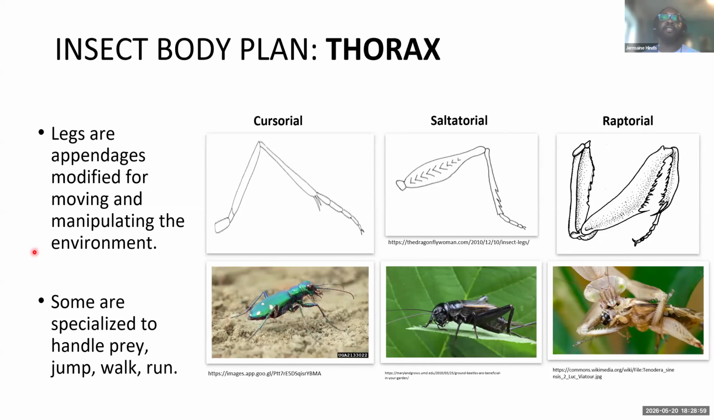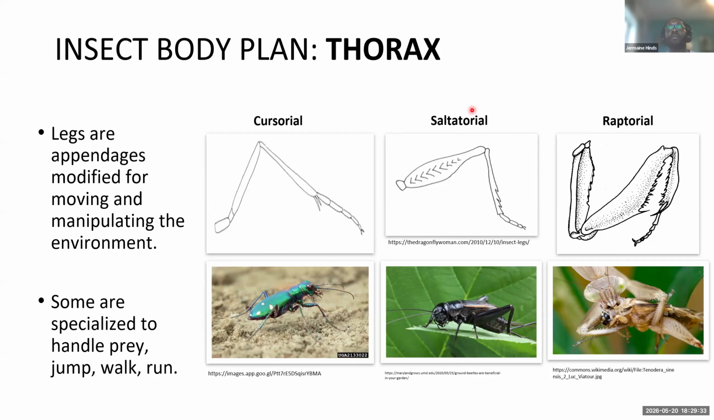So legs are appendages modified for moving and manipulating the environment. Insects also have a large diversity of different types of legs. Some are specialized to handle prey. Some are specialized for jumping, walking, and running. So the first type is cursorial. When you see insects with these long, nimble legs, that means they're speedy, they can get around. So this is the tiger beetle, one of the fastest insects. Cockroaches also have these long, spindly legs, and they're very fast.